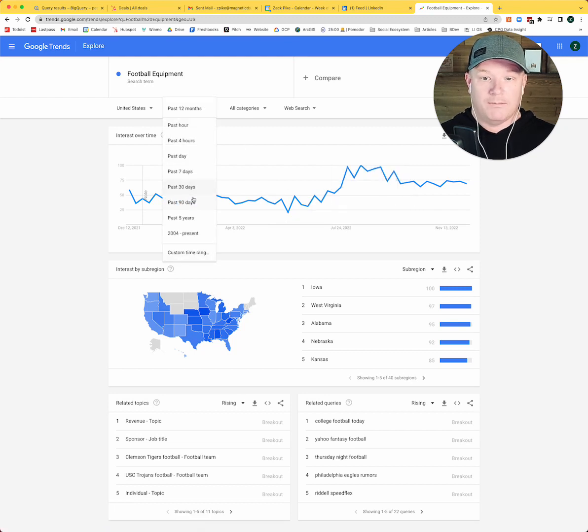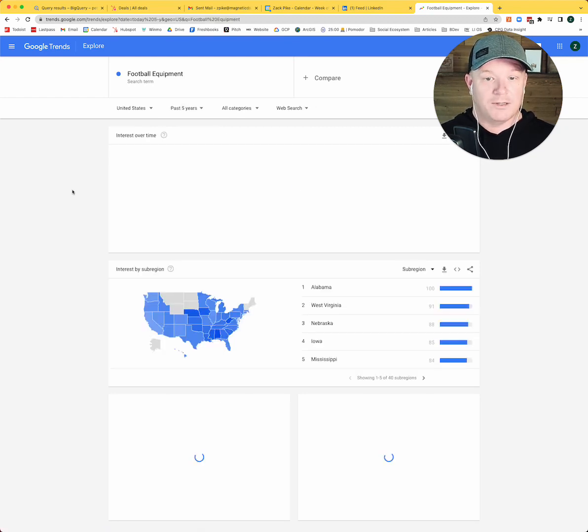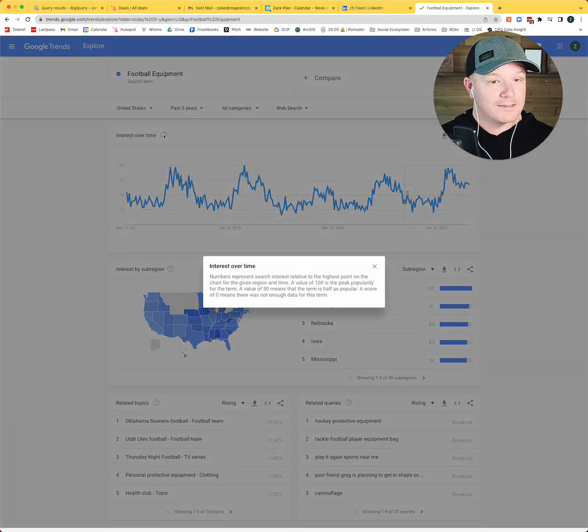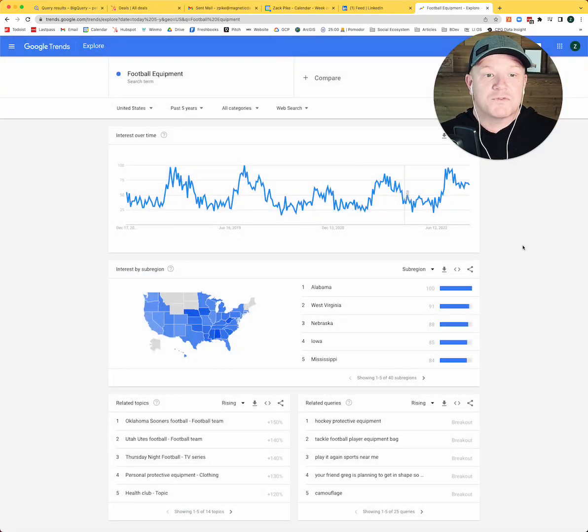What I am doing almost all the time is coming in here and looking at the past 5 years. So this is showing you interest over time. If you want the detail on what that means, Google makes it really easy. Click the question mark. This is not actual number of searches. It's not number of people searching. Think of this as a pattern. We're looking for seasonality in this trend over time. And I'm going to show you how to compare here in just a second.